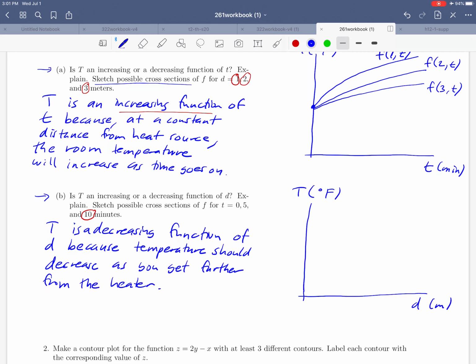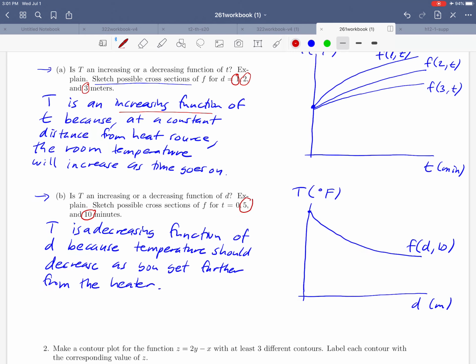Ask yourself, as you get on your chair starting at the heater and roll away from the heater, is the temperature going to increase or decrease? Well, we already answered that question and said it's going to decrease. So we should get a curve that looks like this. Temperature is going to decrease as distance increases. So that would be the cross section that we're calling f of d, 10. Again, we don't know that that's exactly what it looks like, but that's just a rough idea. We know that it's decreasing.